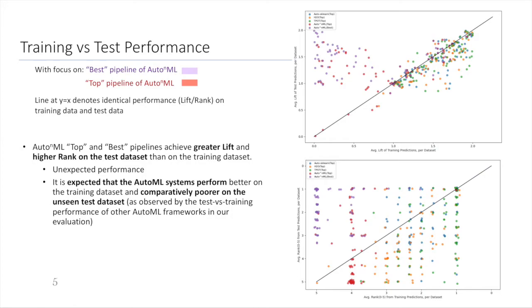We expect the AutoML systems to perform better on the training dataset and comparatively poorer on the unseen test dataset. However, the top and the best AutoML pipelines perform unexpectedly and achieve greater lift and higher rank on the test dataset than on the training dataset.